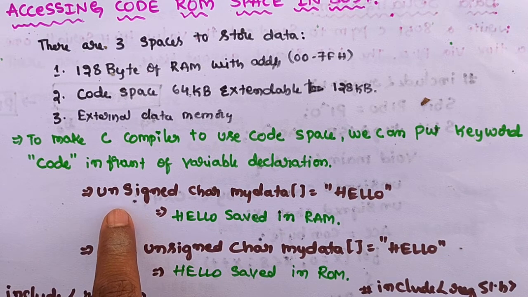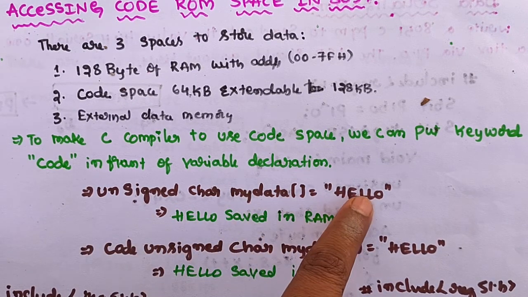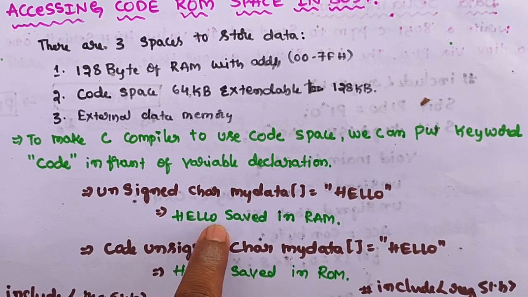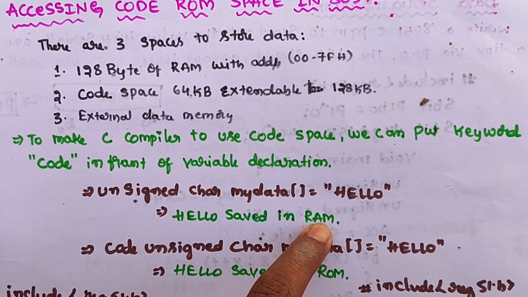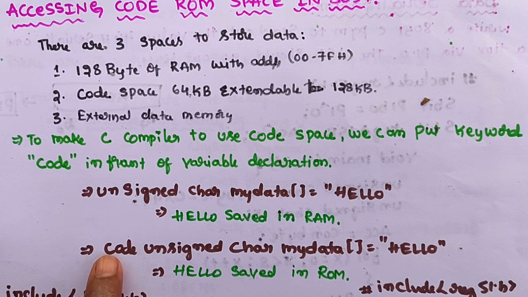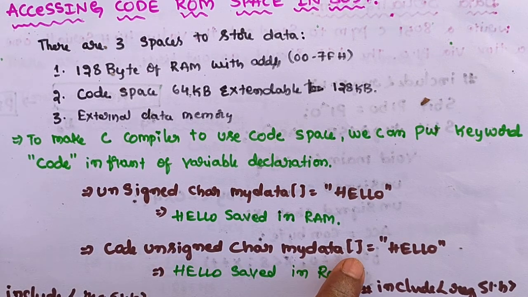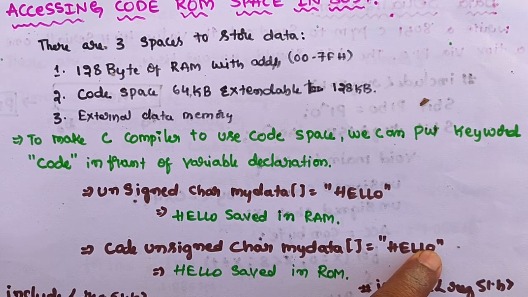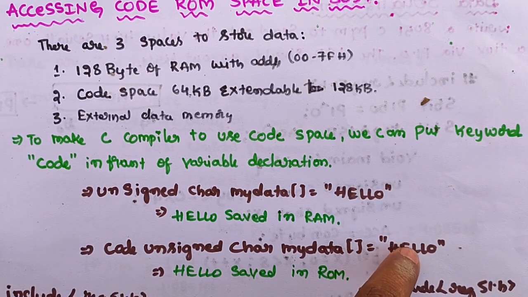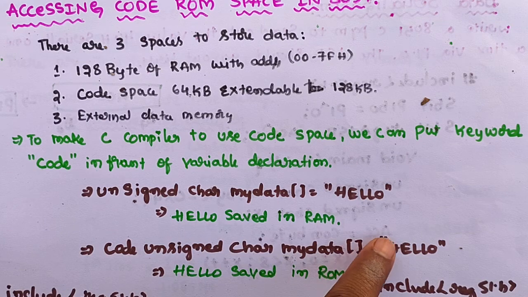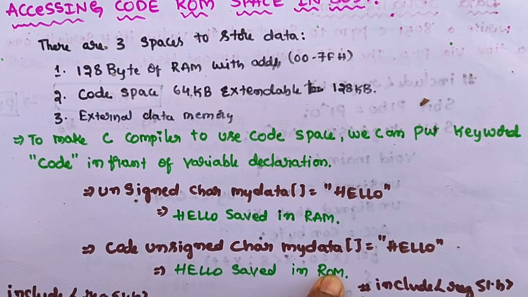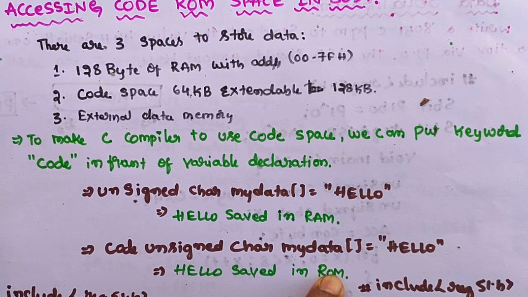If you write the syntax like this, the hello data will be saved to random access memory, RAM, that is data memory. If you write the same syntax by adding the keyword code, code unsigned char mydata hello, then the variable will be copied and saved to code memory. Code memory is nothing but ROM.